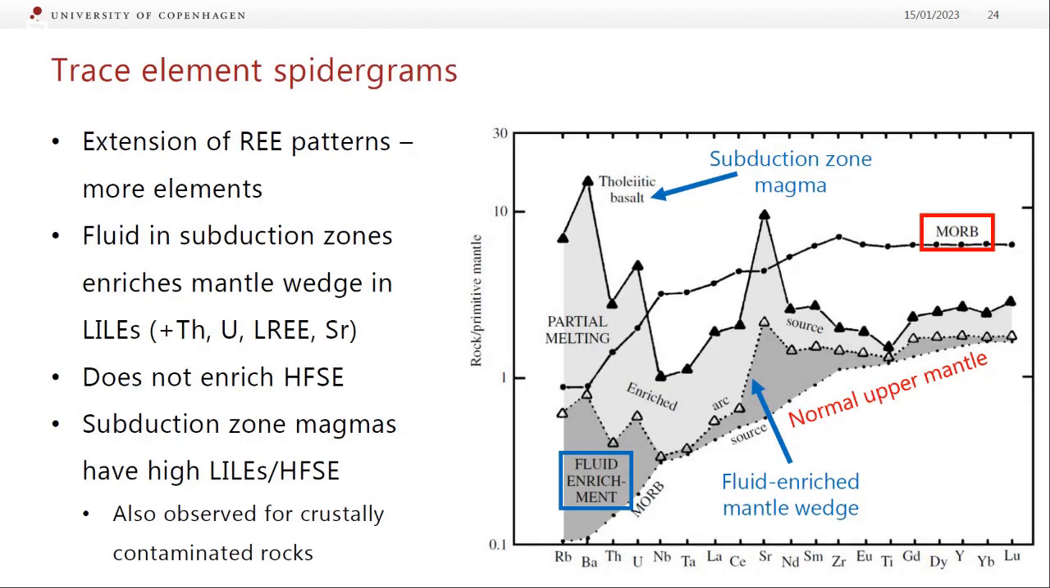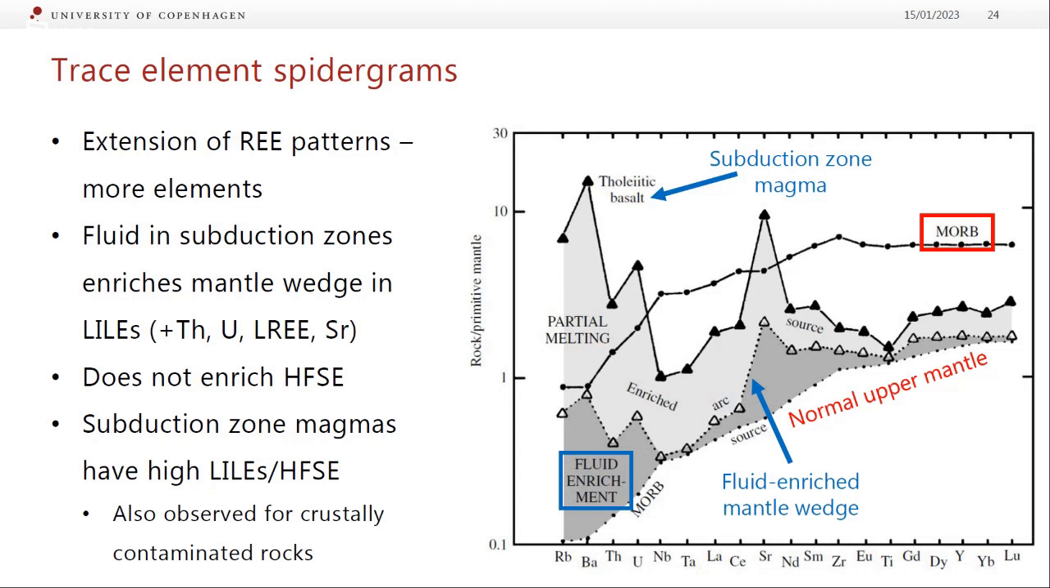Okay. If we extend those out to include lots of different trace elements, then we get a spider diagram or a spidergram, or all the other names for it. These are really useful for identifying subduction zone magmas, and the reason for that is because fluids in subduction zones, these fluids that are being driven off the subducting slab, basically strip out the large ion lithophile elements plus some other elements including thorium, uranium, light rare earths, and strontium, and they can then enrich the mantle wedge in the subduction zone in these elements. The high field strength elements are not fluid mobile, so they get left behind in the slab.